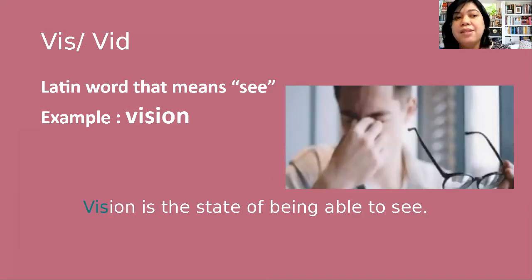Next is vis or vid. This is a Latin word that means see. There's an example here. Vision. Vision is the state of being able to see. So vis or vid is a Latin word that means see.